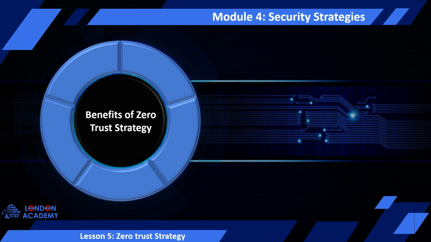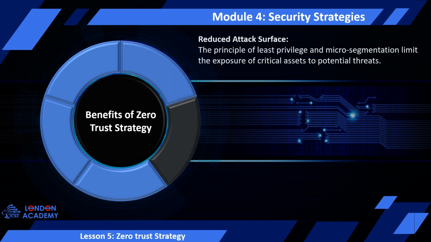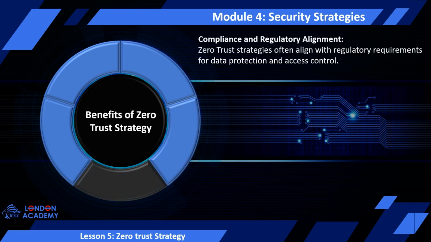Benefits of zero trust strategy. Enhanced security posture. By assuming that threats can be both external and internal, zero trust reduces the risk of unauthorized access and data breaches. Reduced attack surface. The principle of least privilege and micro-segmentation limit the exposure of critical assets to potential threats. Compliance and regulatory alignment. Zero trust strategies often align with regulatory requirements for data protection and access control.